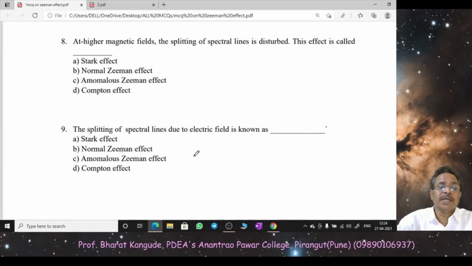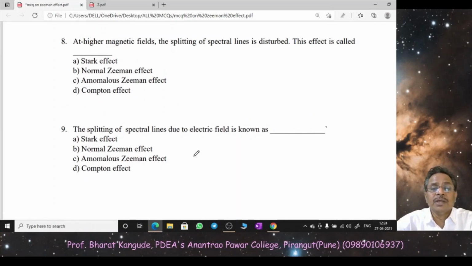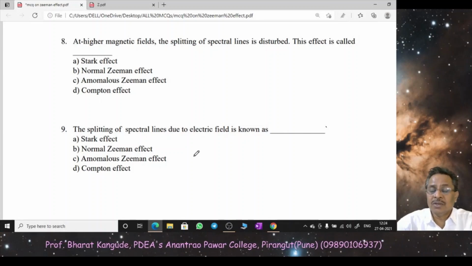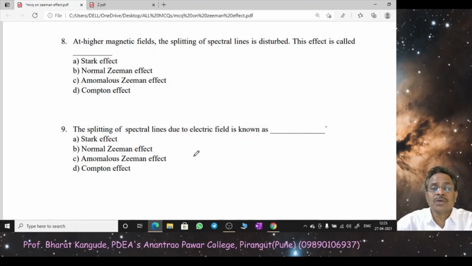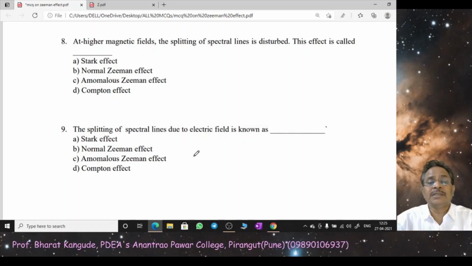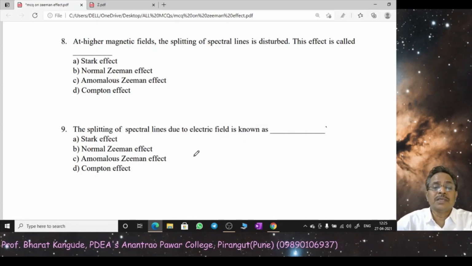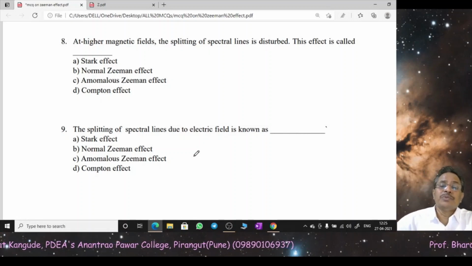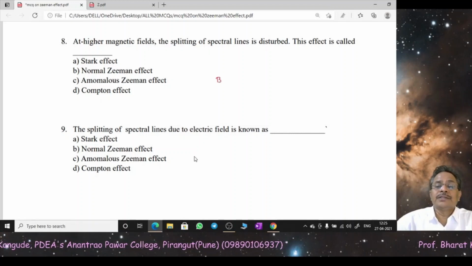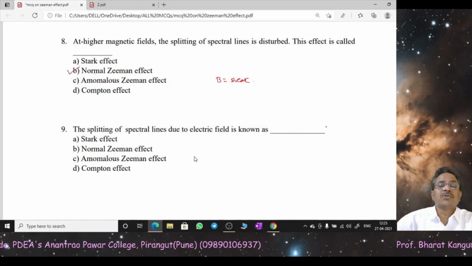Then question number 8: at higher magnetic field the splitting of spectral lines is disturbed, and this effect is called, again, not the Stark effect. It is not a normal Zeeman effect, because ordinary magnetic fields are applied for that type of effect. Whereas in a higher magnetic field, this anomalous Zeeman effect can be seen. Actually, the anomalous Zeeman effect is observed when the applied magnetic field H is small, a weak magnetic field. So naturally the answer of this question is B, it is called the normal Zeeman effect.